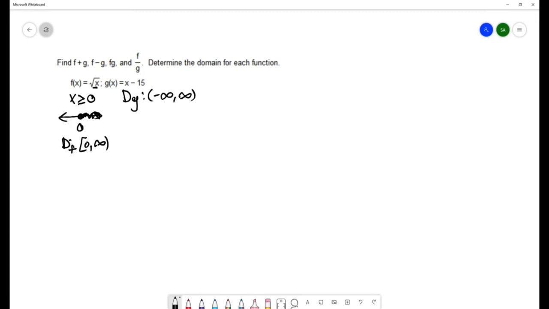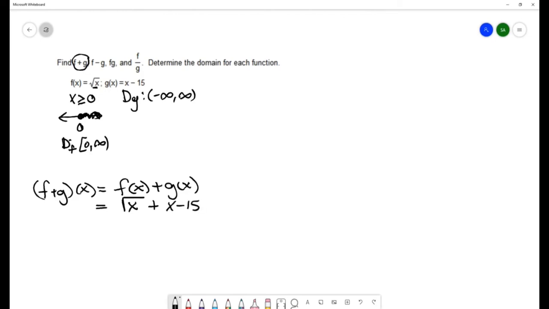So let's take the time to find f plus g. f plus g of x is the name of our function, but it also tells us how we can construct the function. We want to take a function called f and add it to a function called g. And f of x is square root of x, and g of x is x minus 15. None of these are like terms, and so we're going to leave this one just like that.